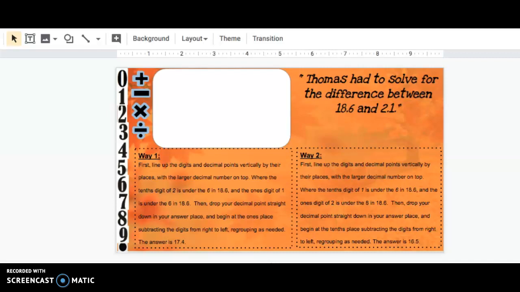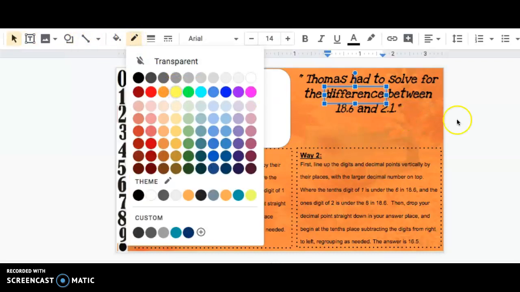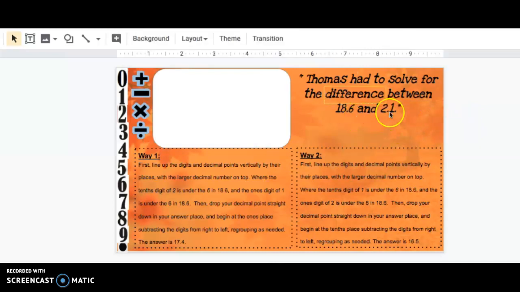All right, so for today's writing assignment, we are given the problem that says Thomas has to solve the difference between 18 and 6/10 and 2 and 1/10. First thing we need to do is determine what our key word is, and that would be difference. Difference means the answer to a subtraction problem. So that means we have to subtract these two numbers.